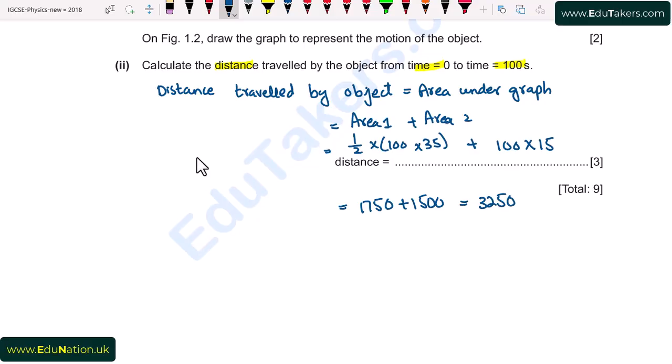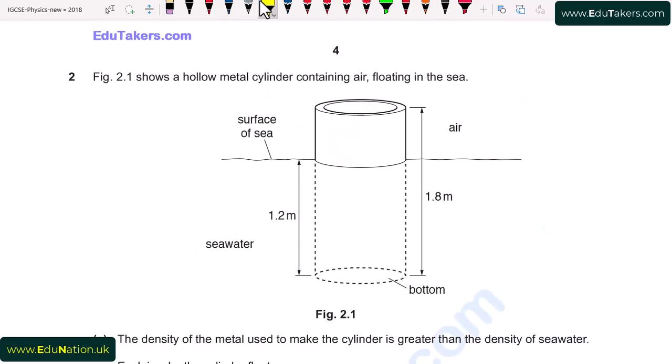3250, and distance is measured in meters and it is approximately equal to 3300 meters. I write here 3300 meters. So this is the distance, or the area under the speed-time graph, which is equal to the distance traveled by the object. Question number 2.